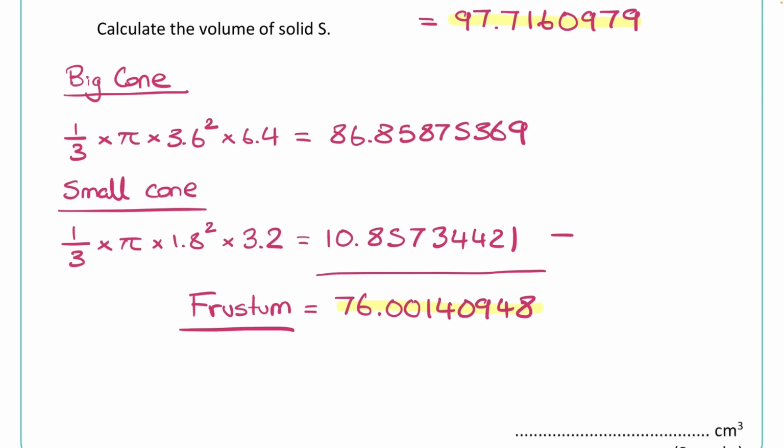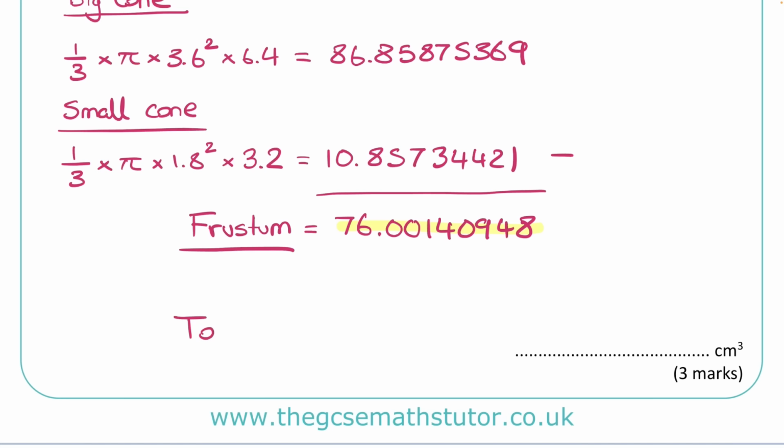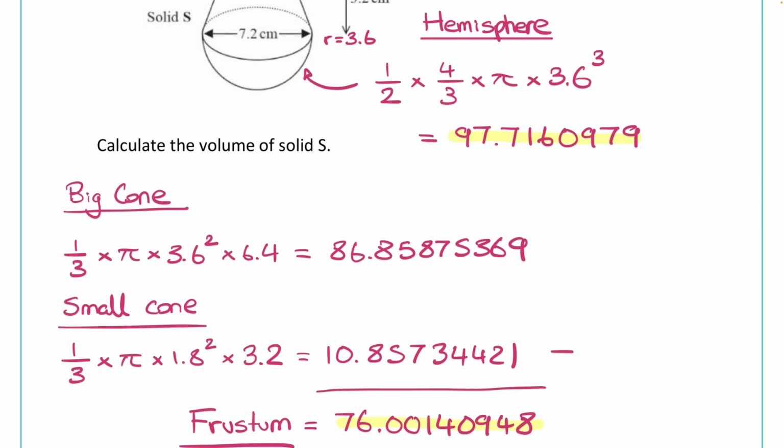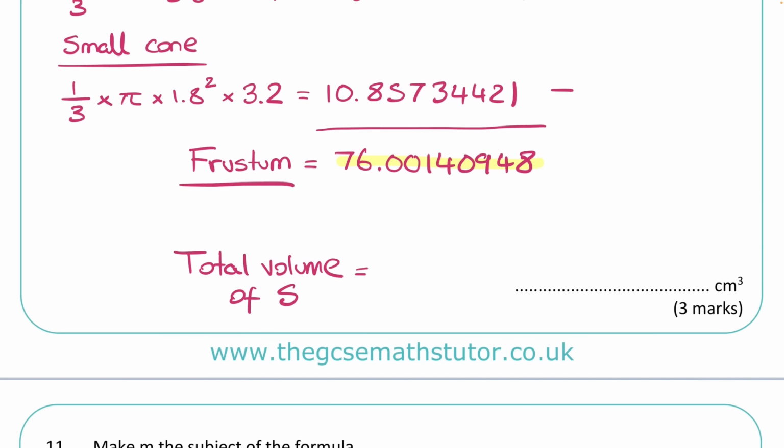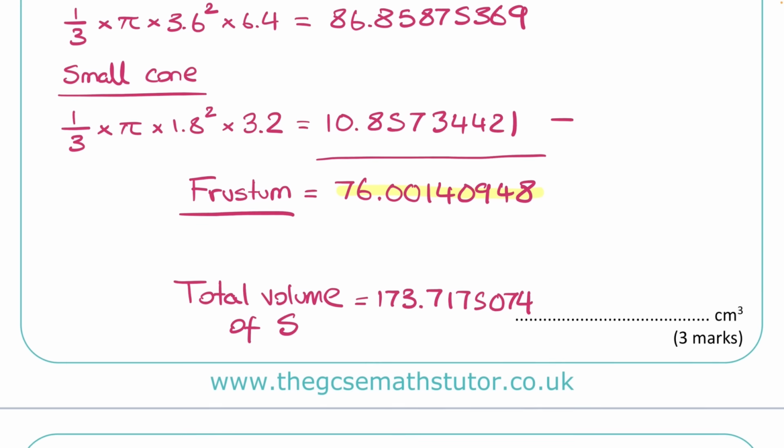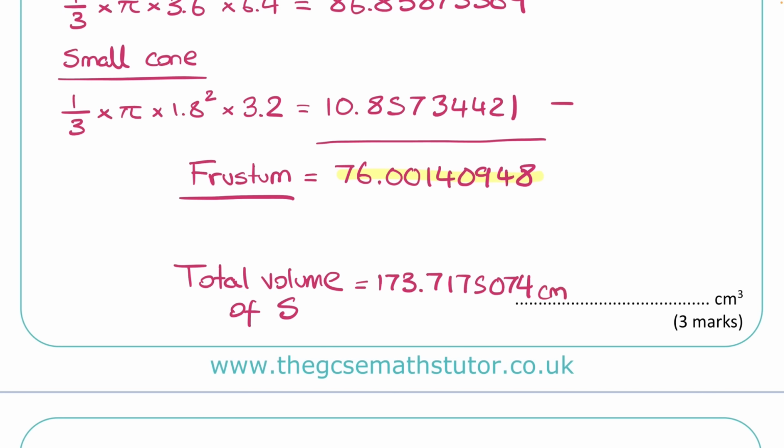We want to add those together so we can have the total volume of S, which is what they called the shape. So we need to add the 97.71600979, and that gives me my overall volume, which is 173.7175074. There we go, this is a volume. Check the units, it was in centimetres, so that would be in centimetres cubed, which is given to us on the dotted line there.